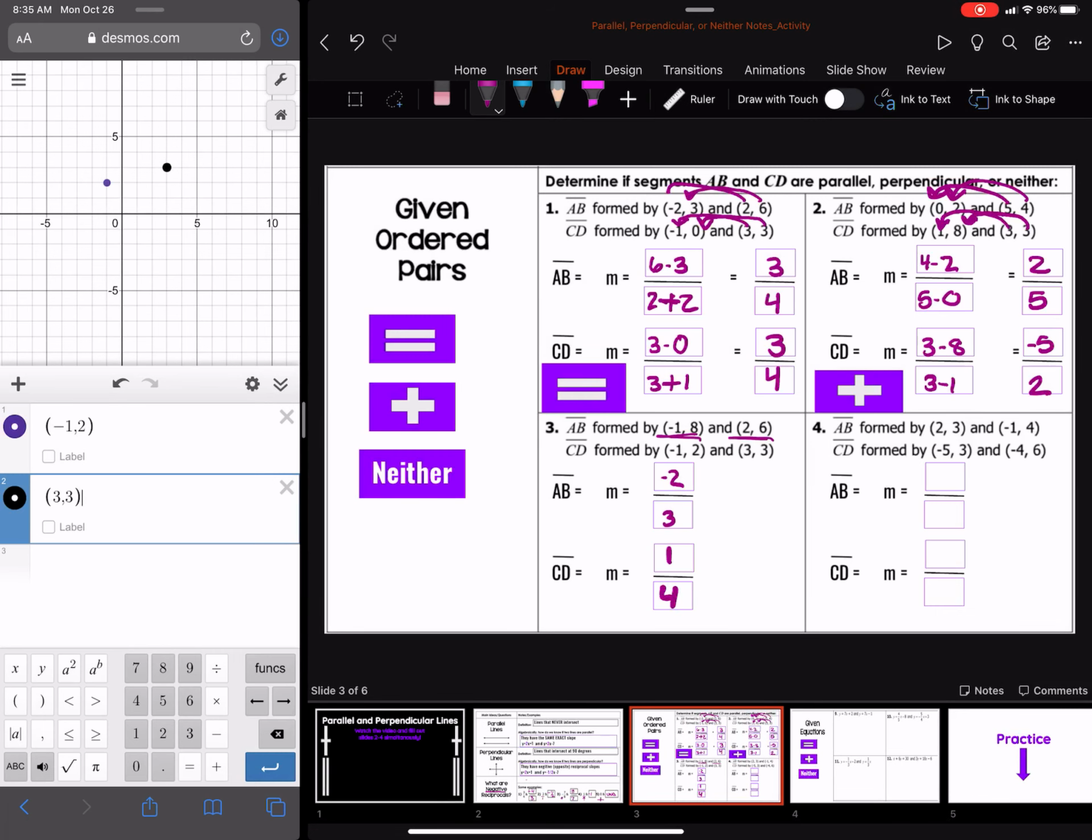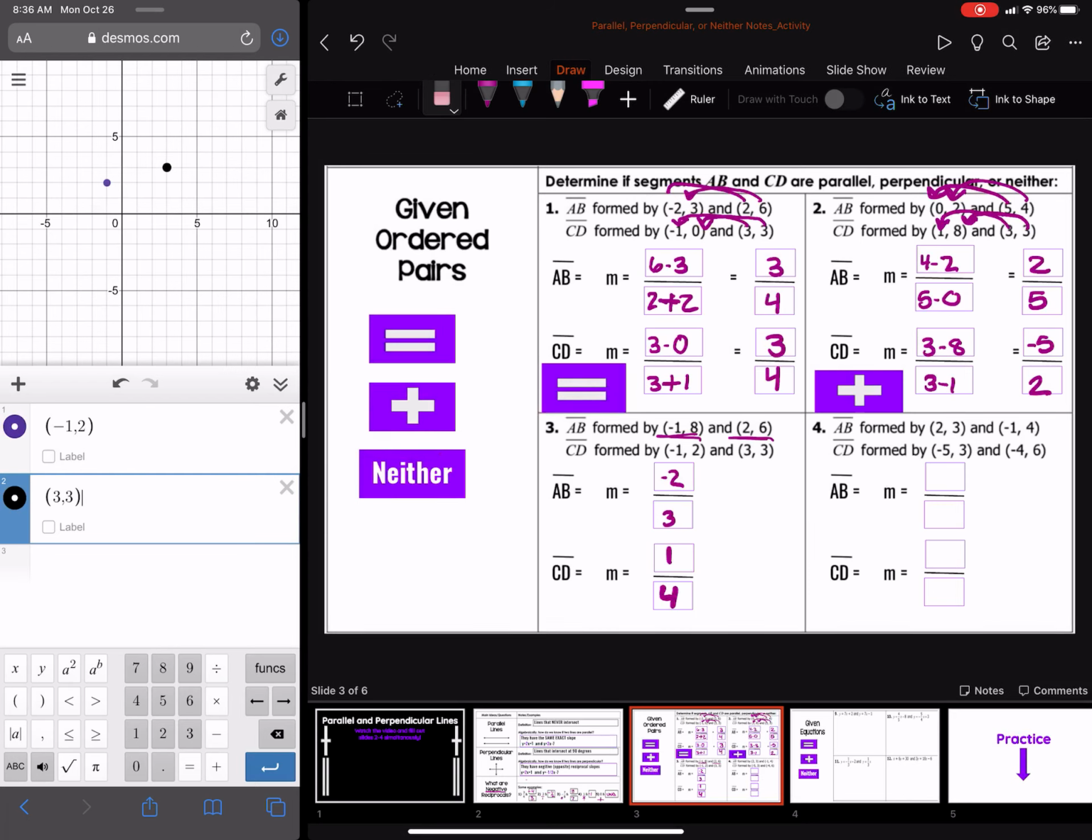And so let's look at those slopes. Are they the same? No. So definitely not parallel. Are they reciprocals to each other? Meaning negative reciprocals. So really I would need a positive 3 over 2. And they are not. So this is a case where we would just say, hey, they're neither.